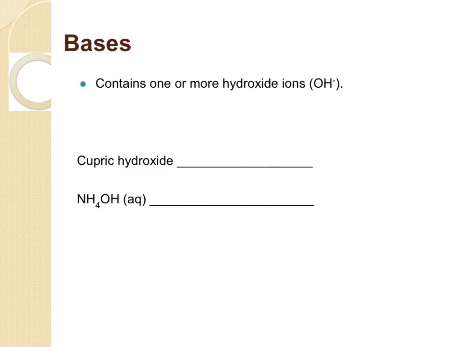In terms of the second type that we're going to look at in this video is bases. So again, remember with bases, we're always going to have AQ as our state symbol. And bases always contain one or more of the hydroxide ions. So in order to name these, the hydroxide basically comes at the end of the name. So we're going to name the metal, and then we're going to name the hydroxide part of it.